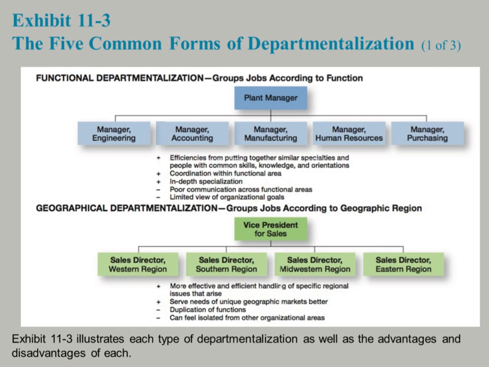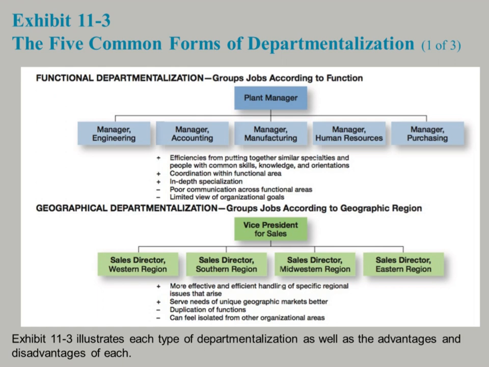And as we can see here, it's got a lot of positive qualities to it, but some things that can be negative or just areas of opportunity for this organization. There's poor communication across the functional areas. So, engineering and accounting probably don't talk very much. And then there's a limited view of organizational goals. So, if you're in manufacturing, you don't really see what happens in human resources or in purchasing. So, it's hard for you to kind of fathom what those organizational goals are.